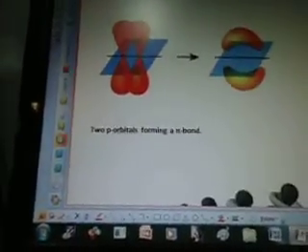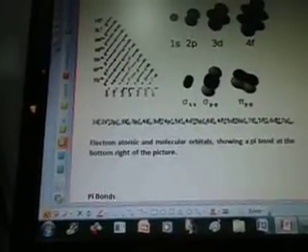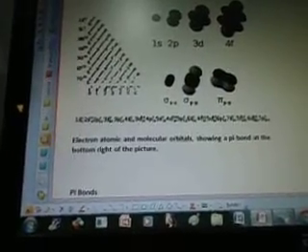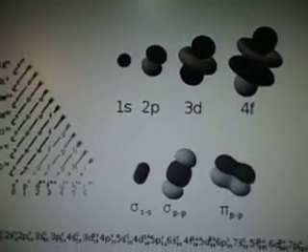So here's another little graph for you. This says two p orbitals forming a pi bond. And some more stuff here. Electron, atomic, and molecular orbitals showing a pi bond at the bottom right of the picture. There's all these little markings there.